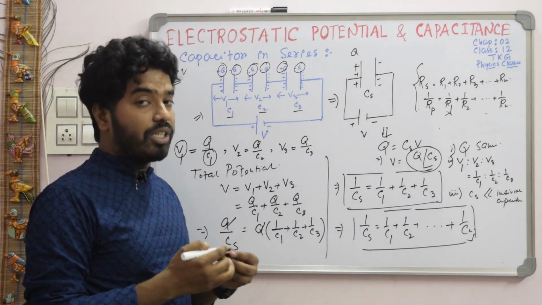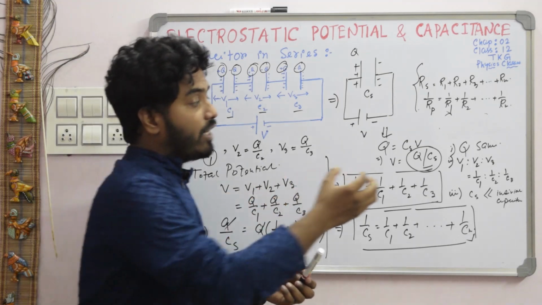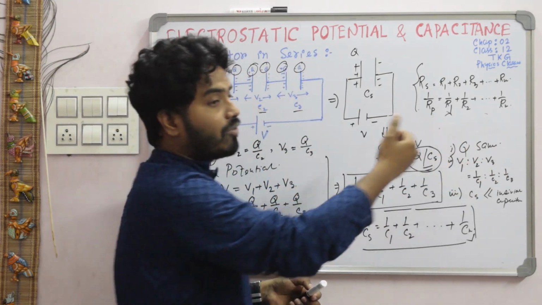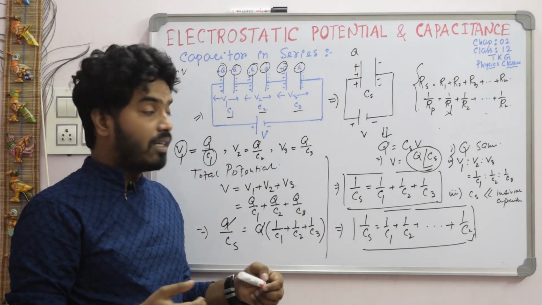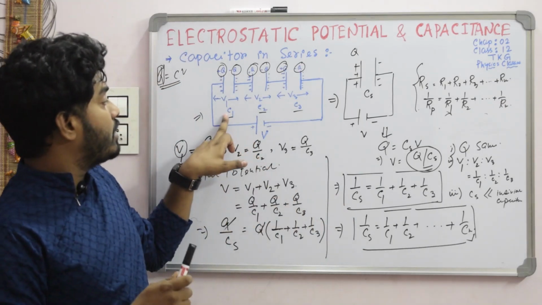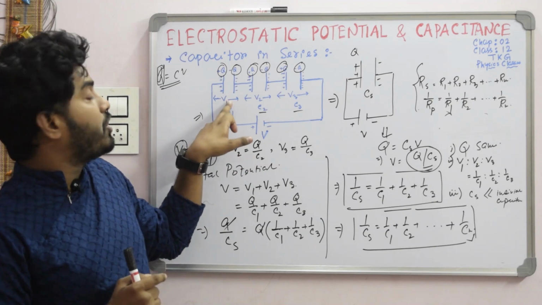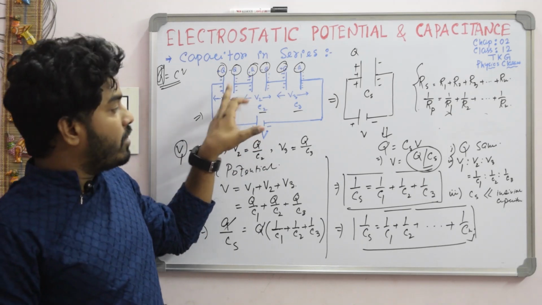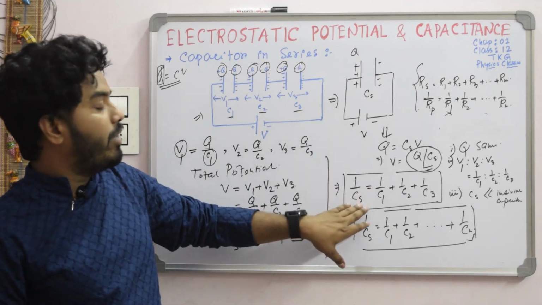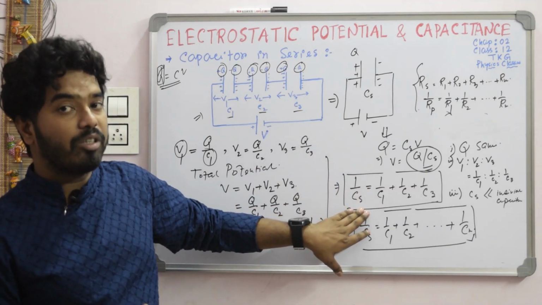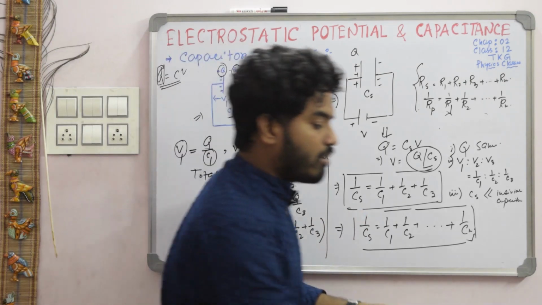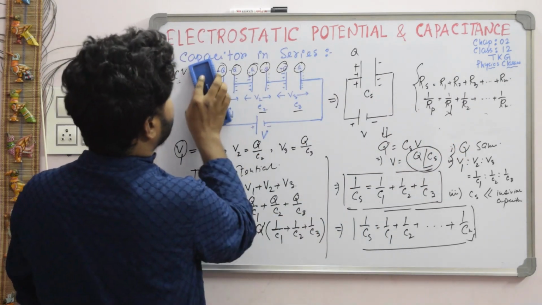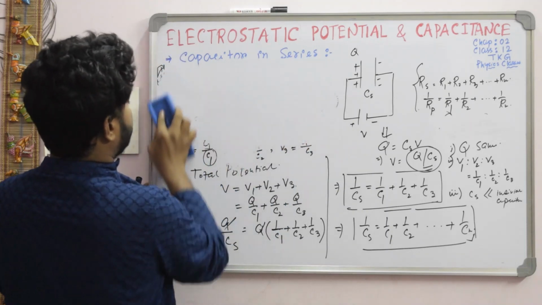For series combination, Q is the same, and the potential across each capacitor is in the ratio of the reciprocal of capacitance. That means when C1 is more, the corresponding potential V1 will be less, and vice versa. So this is the final form for series combination of equivalent capacitance. Now what is the parallel combination? Then we have to calculate equivalent capacitance for parallel combination.